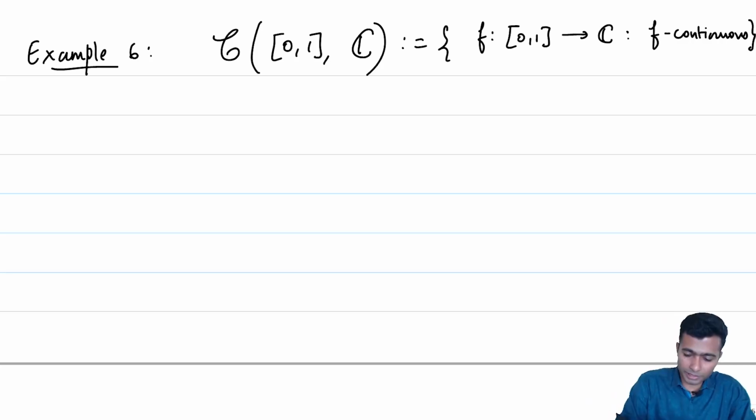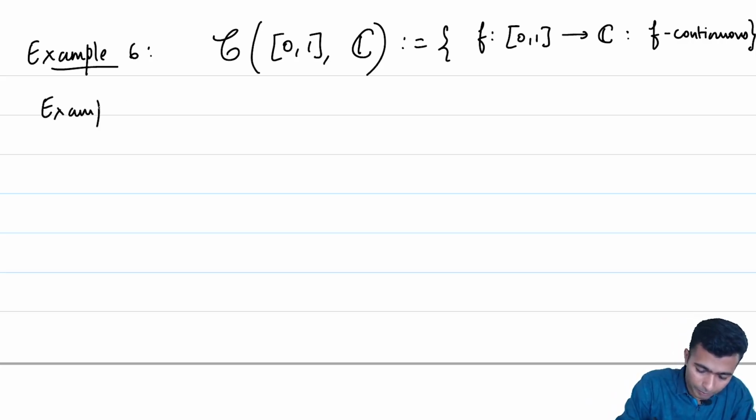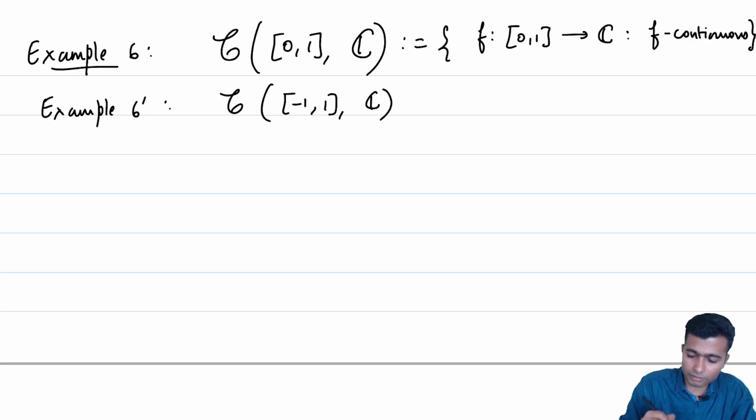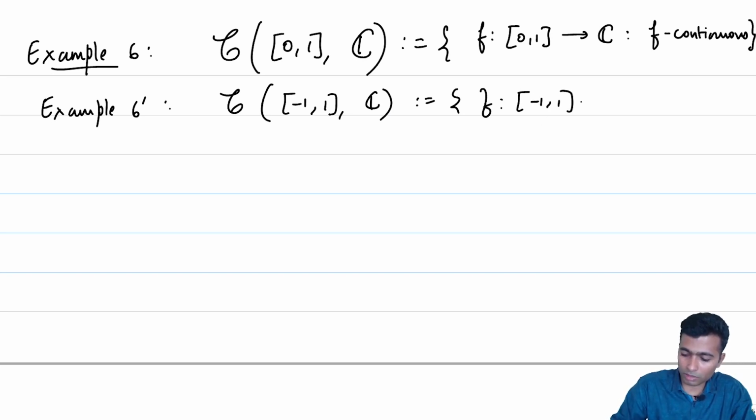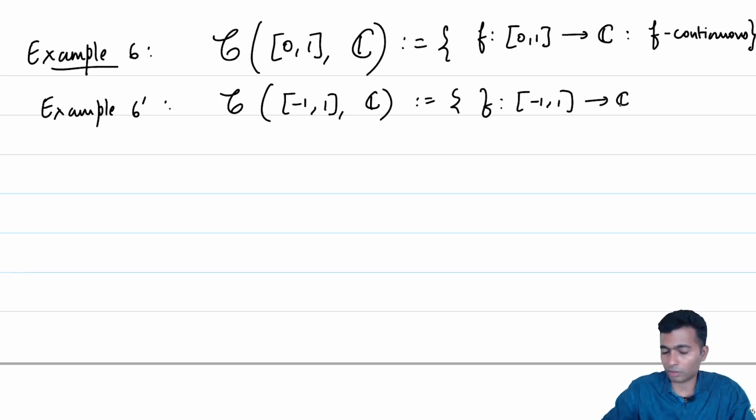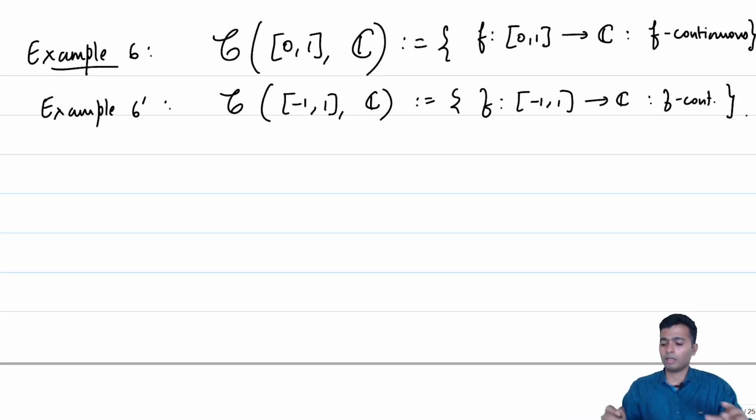The domain was not special. We could have, so maybe [0, 1] prime for example, could have been something like, say, [-1, 1] to C as well. So this is just going to be f from [-1, 1] into C, such that f is continuous, and define addition and scalar multiplication similarly.